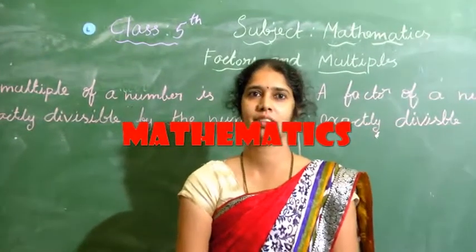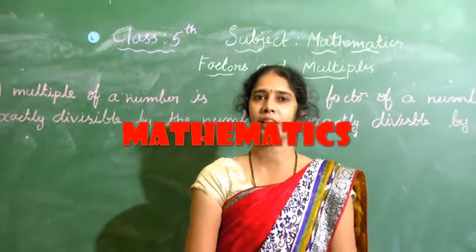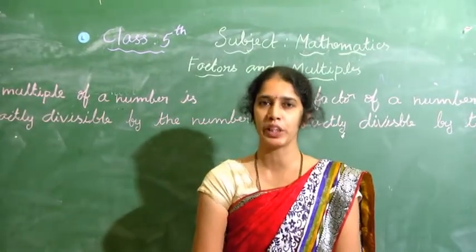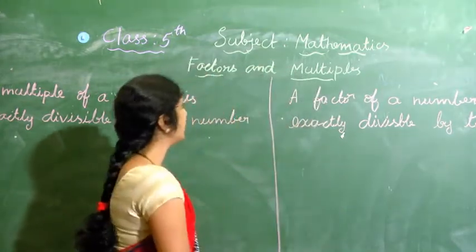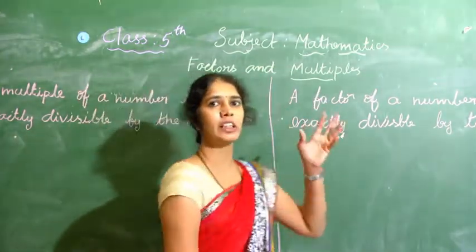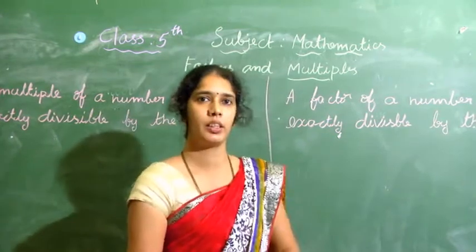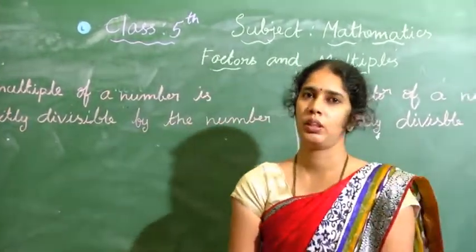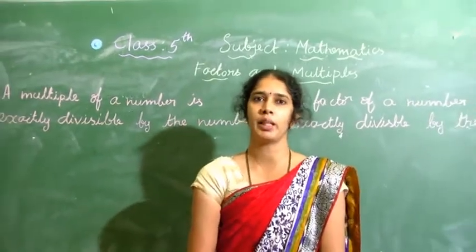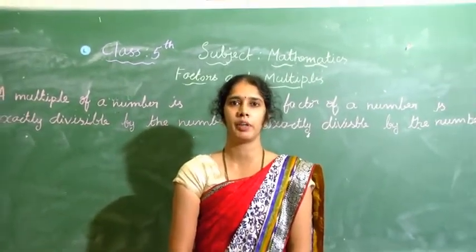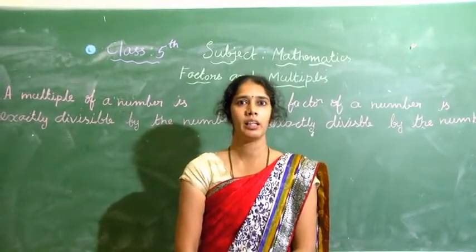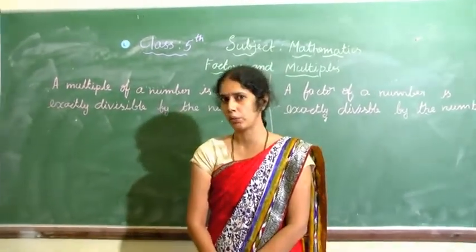Hello students, we have completed 3 chapters. Today I am going to teach you a new chapter, that is factors and multiples. Factors and multiples. Now I think you know the multiplication table till 20, 2 to 20, isn't it? You should know the multiplication table.